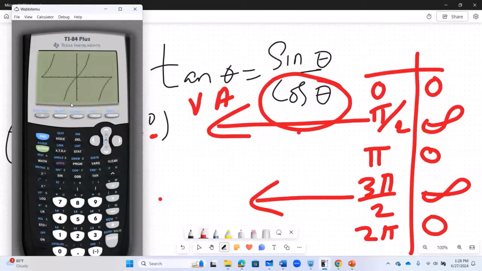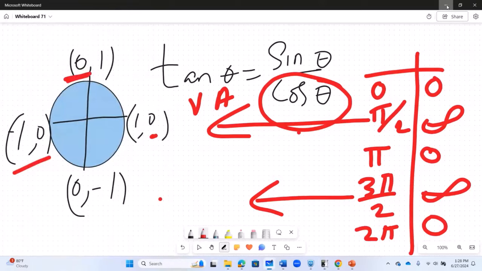Suppose we have a reflection. Suppose I'm told to graph tangent of a negative angle. I'm going to put a negative there and then graph that. When I graph that, it's a reflection. The same thing happens. There is a vertical asymptote at 90 degrees and a vertical asymptote at 3 pi over 2. These easy graphs are the ones you want to make sure you know how to graph.